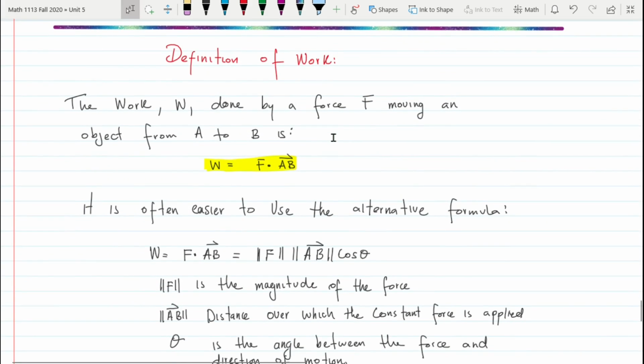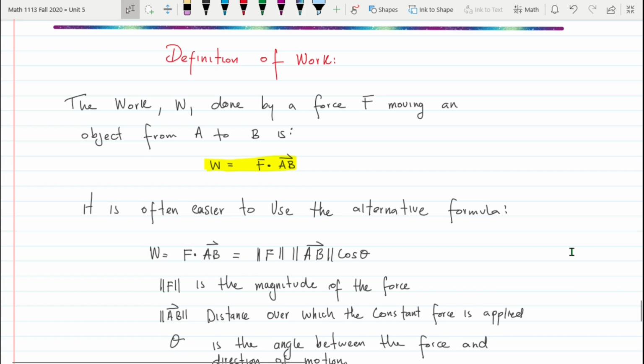Next, let's talk about the definition of work. What is work? So work is denoted by the letter W, and it is done by a force moving an object from point A to point B. Okay, so the simple definition of work is force times the vector AB, or the vector from A to B.